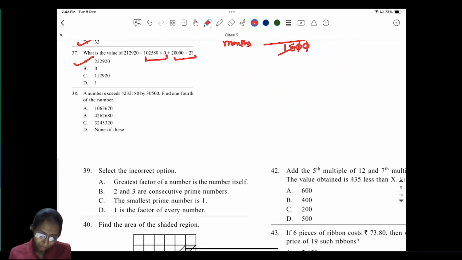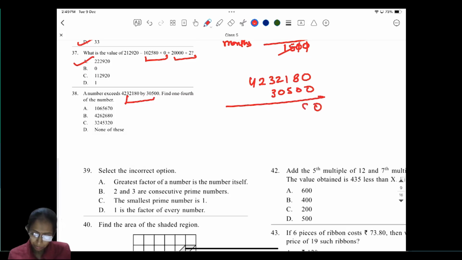So, first of all, we need to add these two terms, that is 4232180 and 30,500. So this will be 4262680 and find the 1/4 of this number.